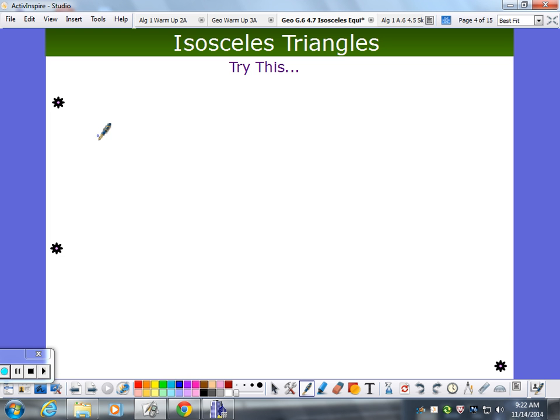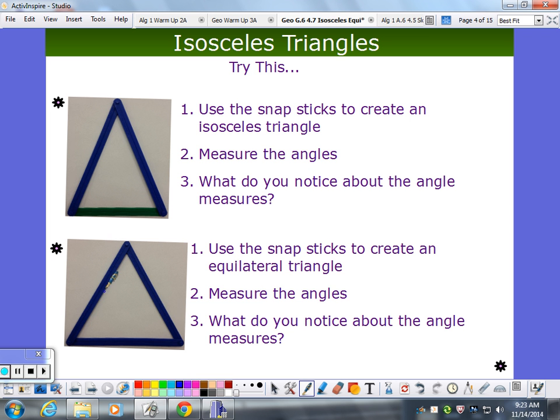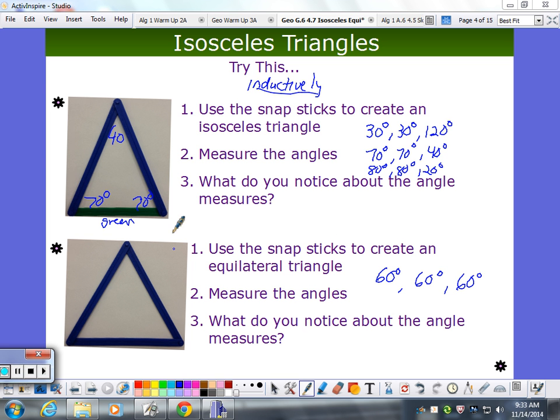That was perfect. So we're going to do a real quick activity. It won't take long. I'm going to give you our snap sticks, our good friends the snap sticks, and we're going to create an isosceles triangle out of them, and then I'm going to want you to measure angles and see if we can conclude anything. And then you're going to create an equilateral triangle, measure angles, and see if we can come to any conclusions from that. So while we're collecting up our little snap sticks, our inductive conclusion is that it appears our base angles are going to be congruent and our vertex angle is different, or is it?